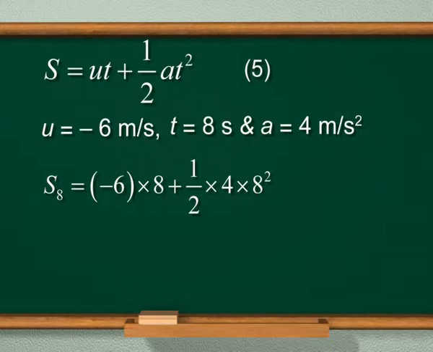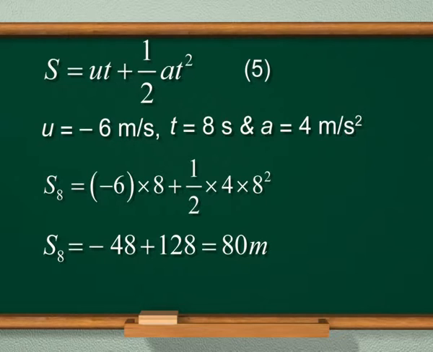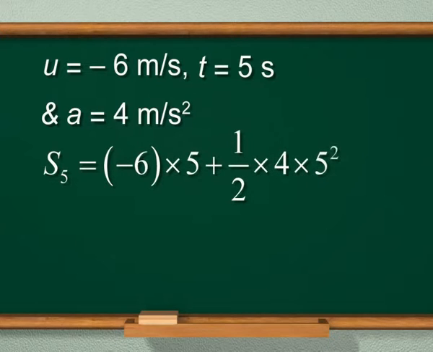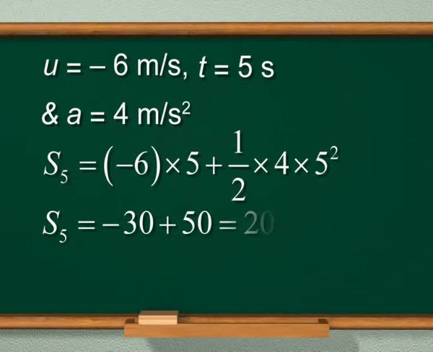On simplifying, we get s8 is equal to minus 48 plus 128, which is equal to 80 meter. Now, for determining the distance covered by the body in 5 seconds, substitute u is equal to minus 6 meter per second, t is equal to 5 seconds and a is equal to 4 meter per second square in equation 5, and get s5 is equal to minus 6 into 5 plus 1 by 2 into 4 into 5 square. On calculation, we get s5 is equal to minus 30 plus 50, which is equal to 20 meter.